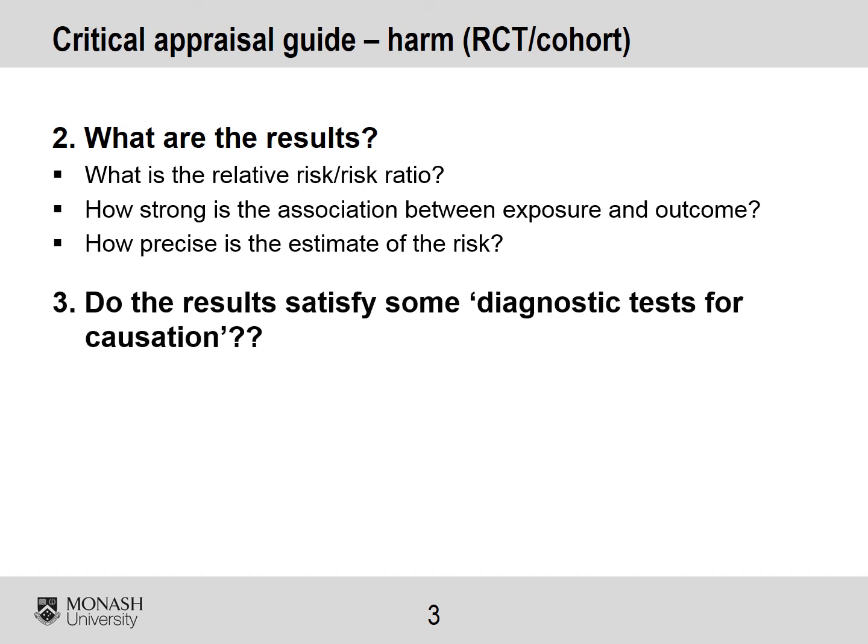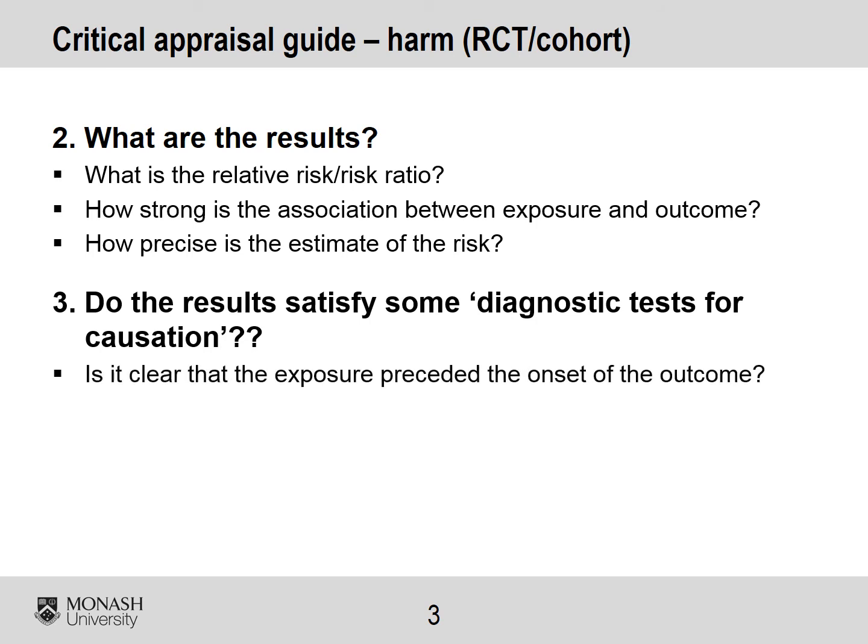So the third aspect, which differs for this assignment, relates to whether or not the results satisfy the diagnostic tests for causation. When we're looking at studies around harm, we're trying to identify whether or not the exposure caused the outcome. So the first question is, is it clear that the exposure preceded the onset of the outcome? Something like smoking and lung cancer. Smoking precedes the onset of lung cancer, so we can discuss that and build a case in terms of causation for that particular risk factor.